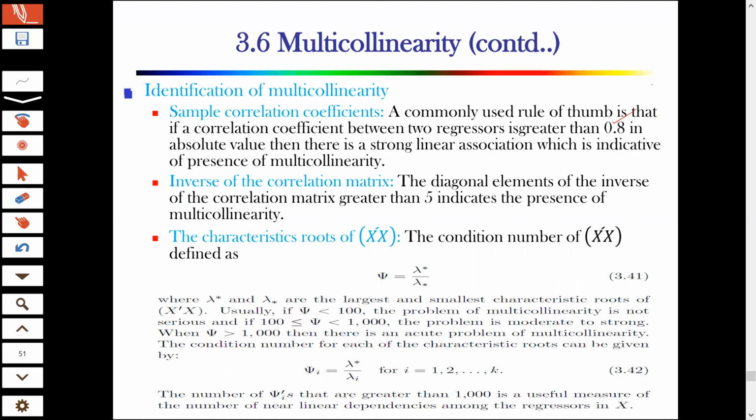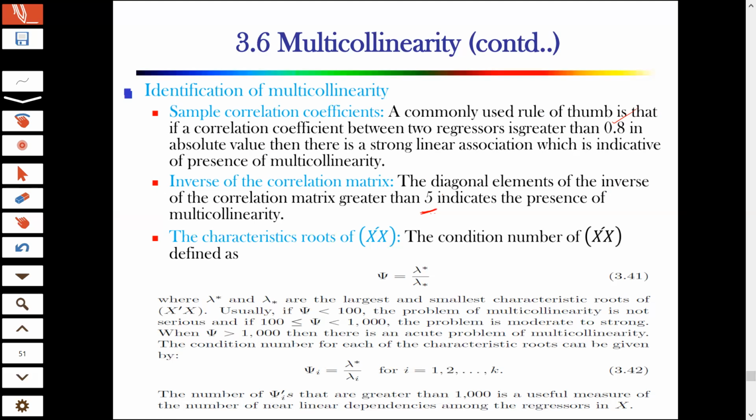Inverse of the correlation matrix. If the diagonal elements of the inverse of the correlation matrix are greater than 5, it indicates the presence of multicollinearity. So that means you can calculate the correlation matrix first and then calculate the inverse of this. If any of these values is greater than 5, it indicates the presence of multicollinearity.